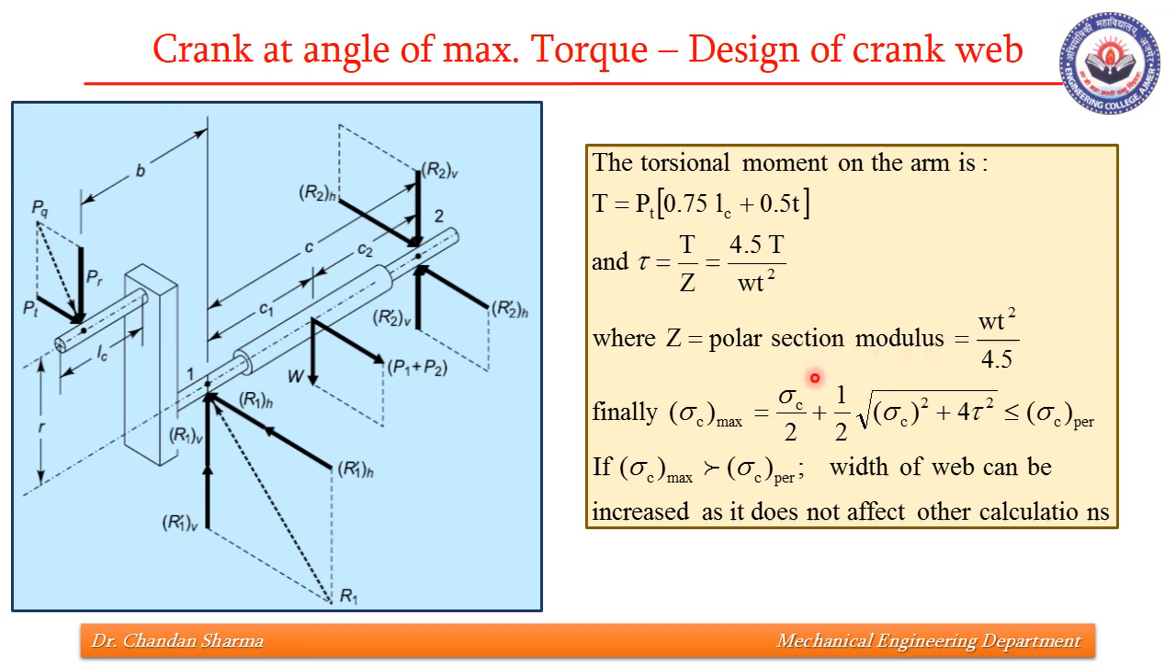Since we have got normal stresses as well as shear stresses, we'll use the normal stress theory and we'll find sigma C max. It should be less than or equal to sigma C permissible. If it is not, that is, if sigma C max is more than sigma C permissible, we can increase width of web as it does not affect other calculations.